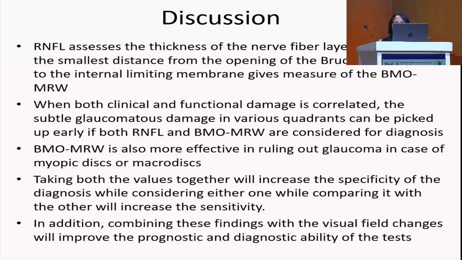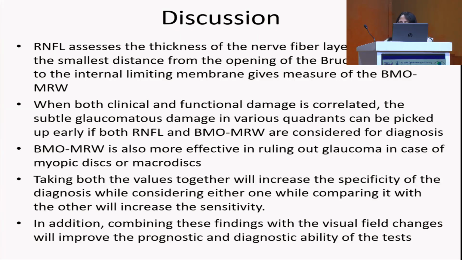We know that RNFL assesses the thickness of the nerve fiber layer itself, while the smallest distance between the opening of the Bruch's membrane to the internal limiting membrane gives us the measurement of the BMO MRW. So when both clinical and functional damage are correlated, the subtle glaucomatous damage in various quadrants can be picked up, because in our results we found that both parameters show changes in different quadrants. It's not necessary that they find the changes in the same quadrant. And BMO MRW is also more effective in ruling out glaucoma in case of different types of discs. It has been shown in other studies.